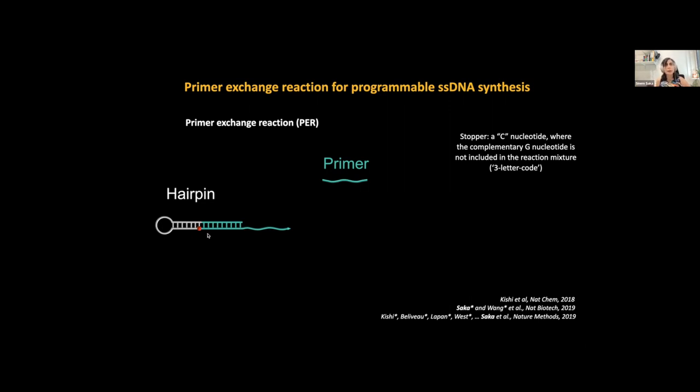So it could be as simple as a C nucleotide, but then you don't include the G nucleotides in the reaction mixture. So there is nothing to add by the polymerase in there. It could also be some modified RNA residue or other things that doesn't allow the polymerase to go forward. So this type of reaction is autonomous and isothermal, so it happens at one temperature by itself.